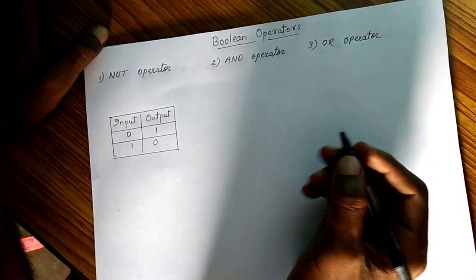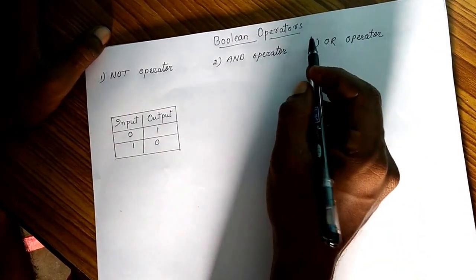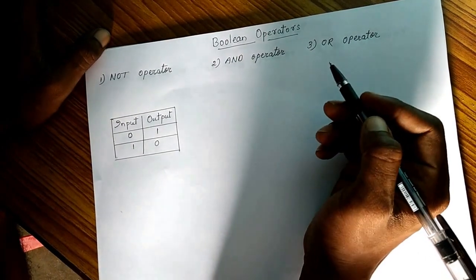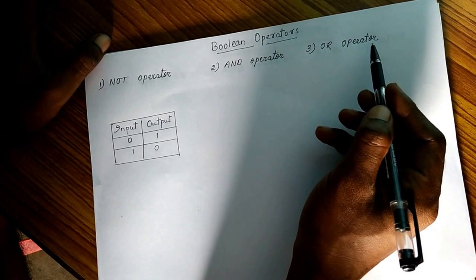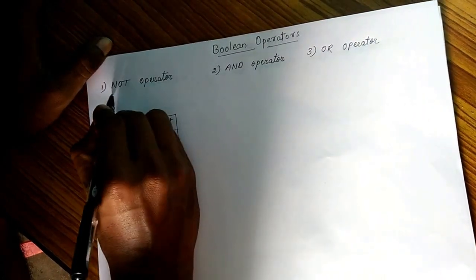Hello friends, today I am going to teach you about Boolean operators. We will study three operators: the NOT operator, the AND operator and the OR operator. First of all, we start with the NOT operator.